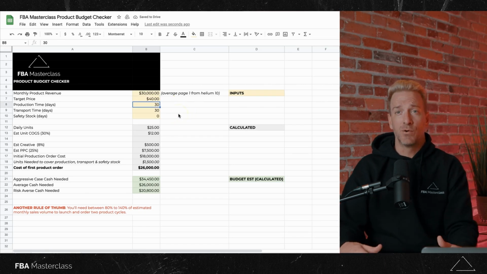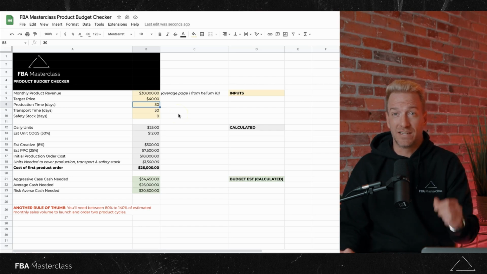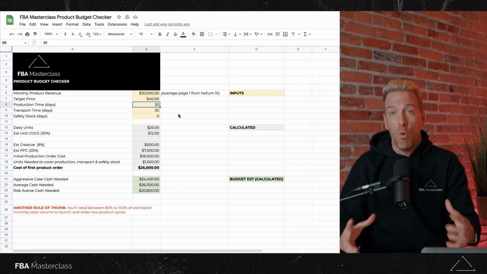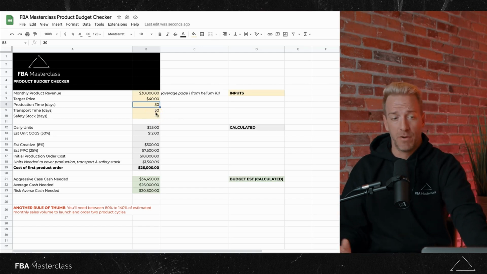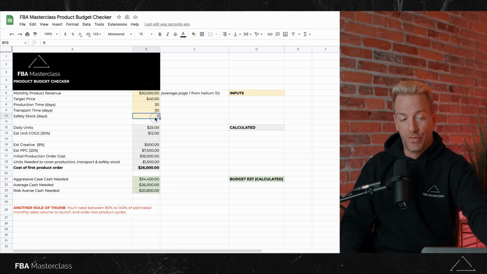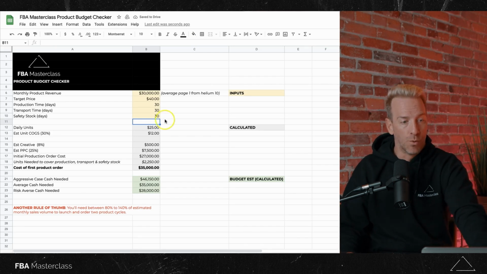The next numbers are basically an estimate for making sure you don't get out of stock, because it takes time to produce a product, it takes time to ship it, and so we want to order enough quantity to account for that. So in this case, we're assuming a 30-day production time, a 30-day transport time on the water, and maybe, because we absolutely don't want to go out of stock, we may want to put 30 days of safety stock in there, which gives us even a little bit more buffer to order from.